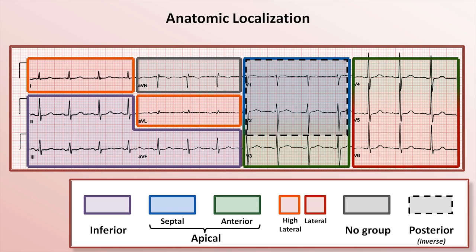And finally, V1 and V2, in addition to everything else, also provide the best view of the 12 conventional EKG leads of the right ventricle. That also will be discussed in more detail later. So there is the more complete and accurate version of the anatomic groupings of EKG leads, which is unfortunately a bit messier than the original version we started off with.